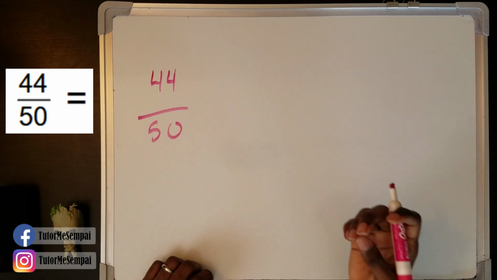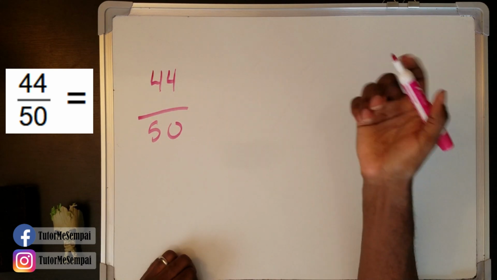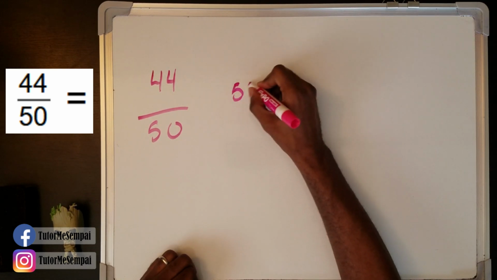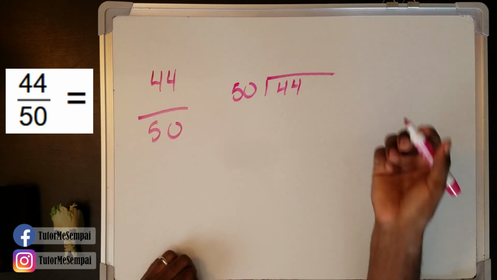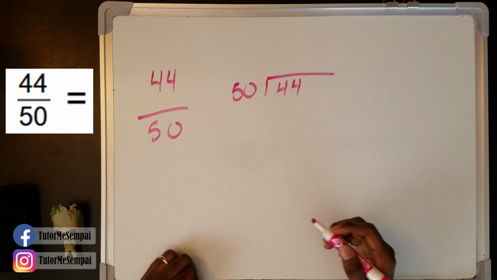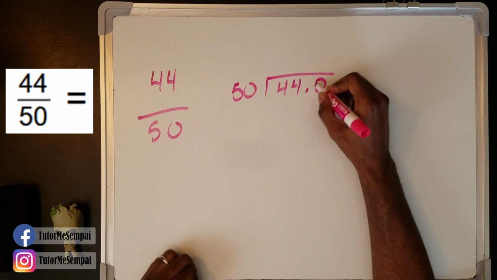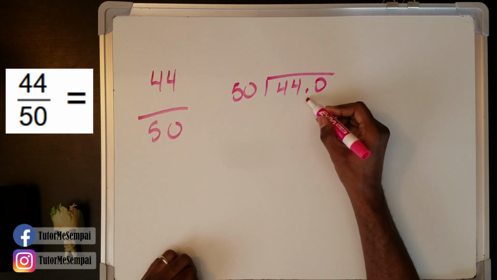So we're going to set this fraction 44 over 50 in long division form. So the denominator goes on the outside and the numerator goes on the inside. And you realize quickly that 50 won't go into 44, so we're going to just automatically set this up with an extra 0. Don't forget your decimal here.